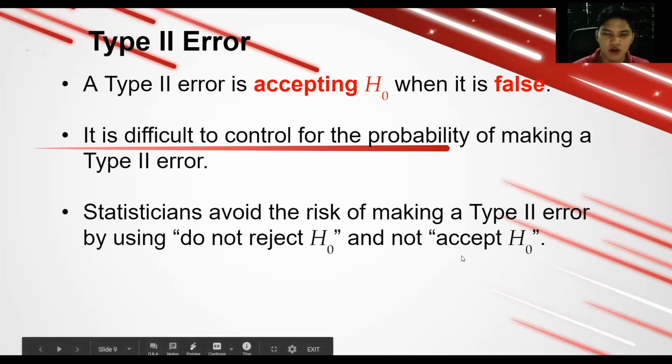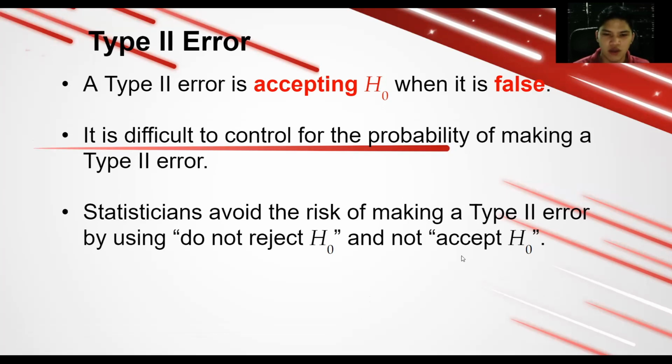So when we accept HO, we use the phrase do not reject HO. That's basically it, so that we could avoid the risk of making a type 2 error. Now, I'd like to note that no matter which hypothesis represents the claim, always begin the hypothesis test assuming that the null hypothesis is true. When you make a claim, you always have to assume that the null hypothesis is true.